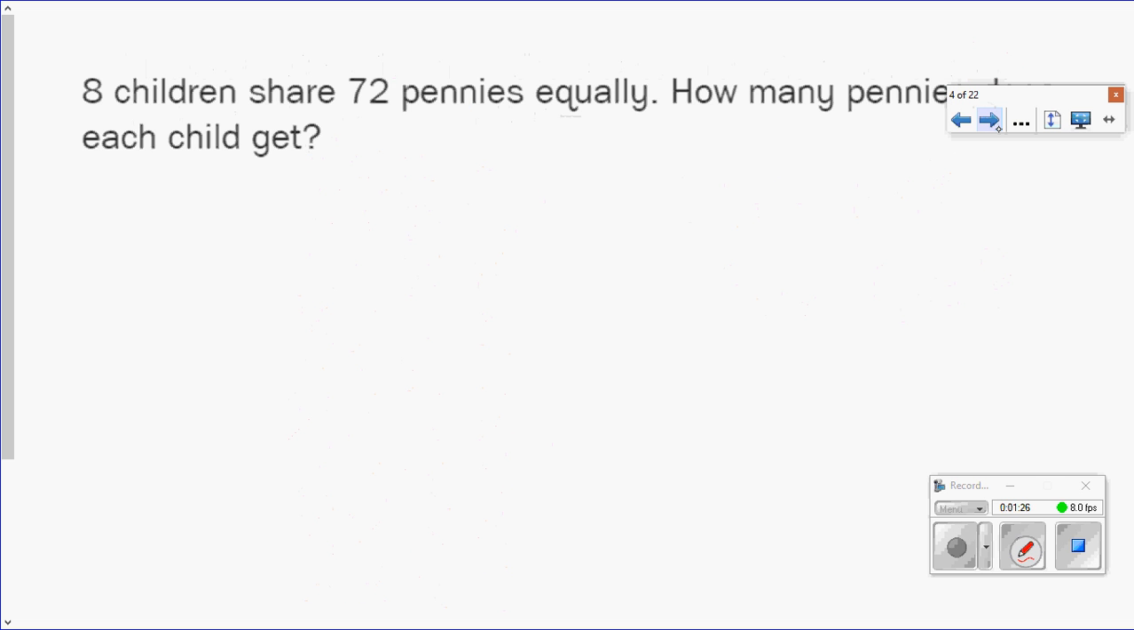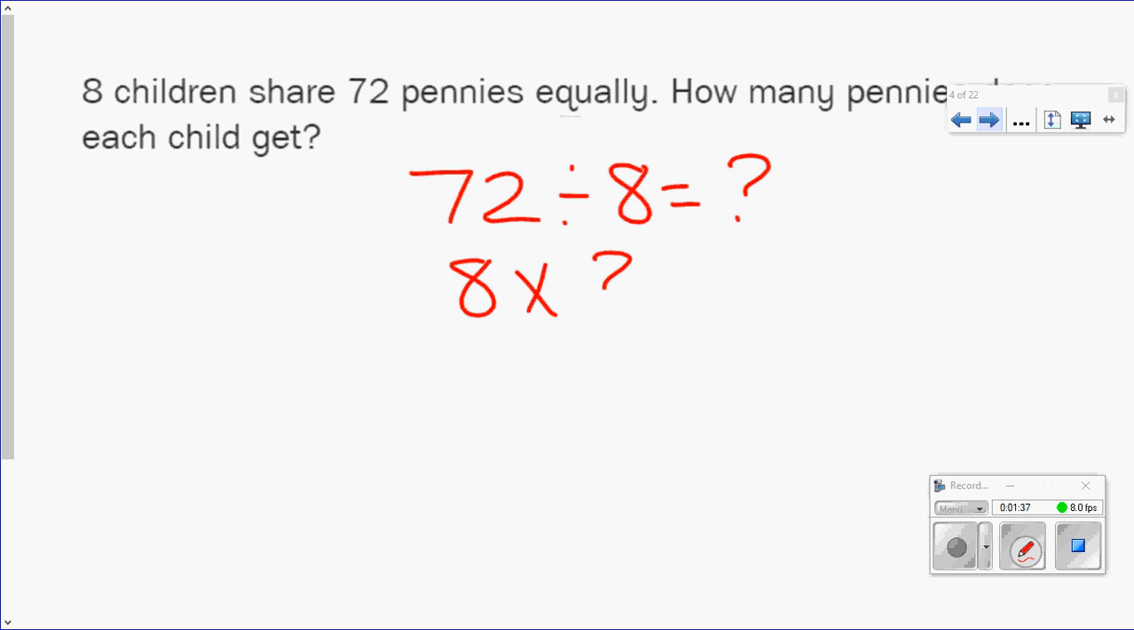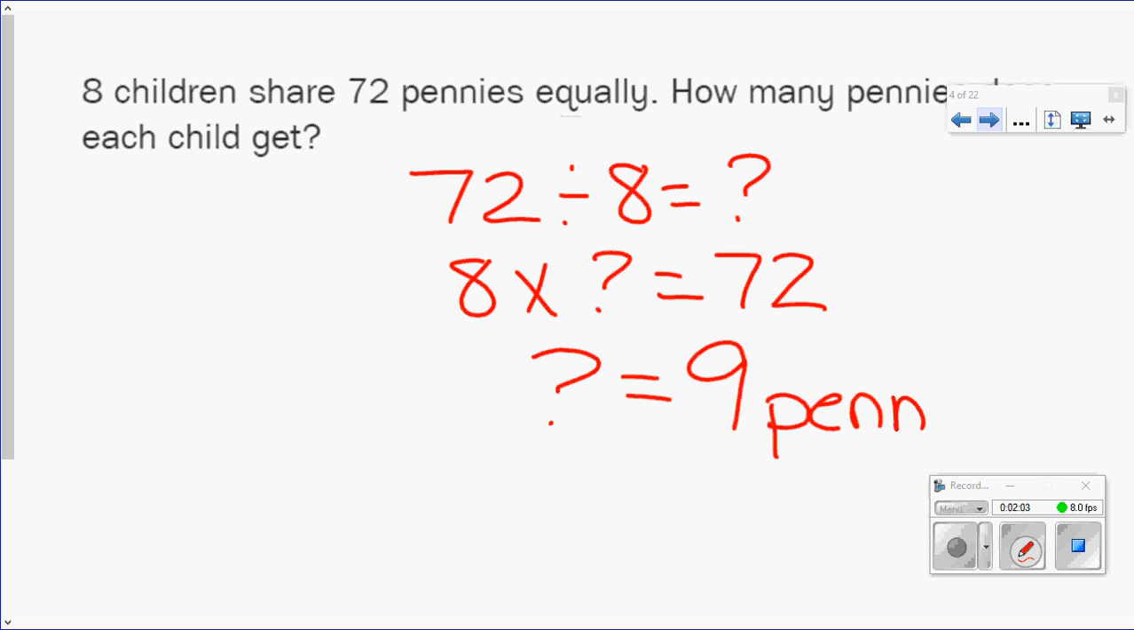All right, the next one is 8 children share 72 pennies. Once again, we can look at this and say 72 divided by 8 equals what? Or 8 times what equals 72. Once again, boys and girls, you can use whatever strategy it is to figure out what your answer would be. And if we go ahead and use a strategy to figure that out, our answer should have come to question mark is equal to 9. And once again, that's 9 what? We want to put our unit on there, and that is 9 pennies.